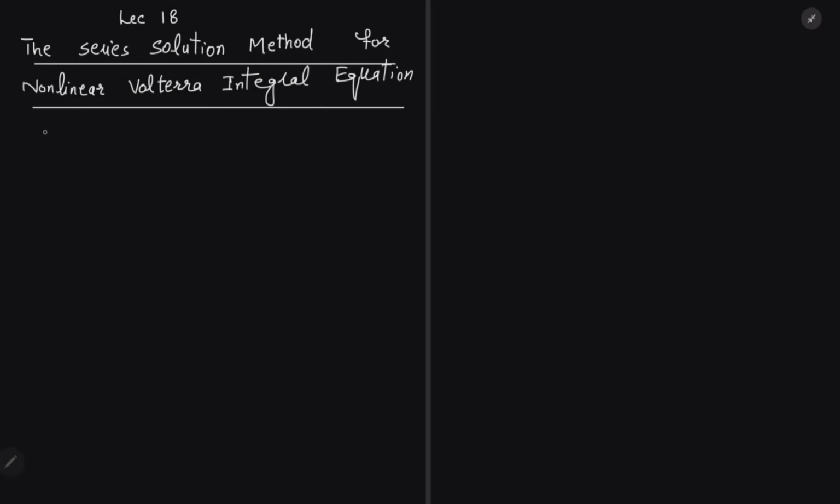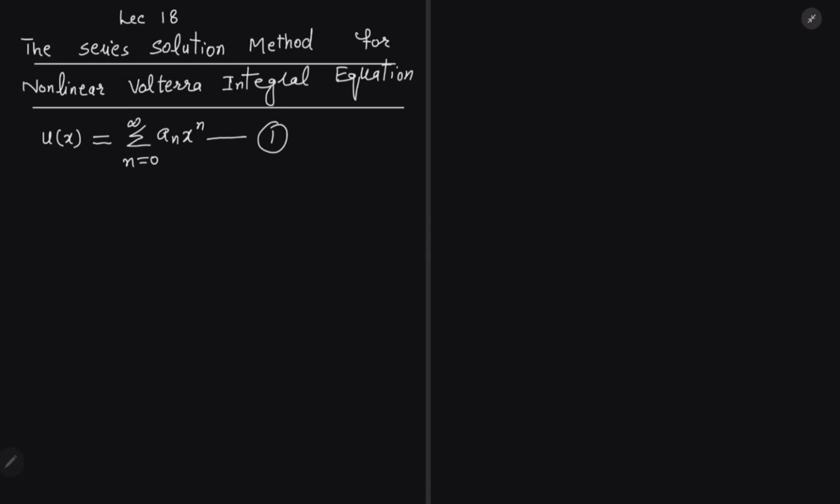So suppose that the solution u of x can be written as the sum of a_n x^n, and we know that any function can be written in series form. So this is the series solution of u of x, for the nonlinear Fredholm integral equation, I should say.